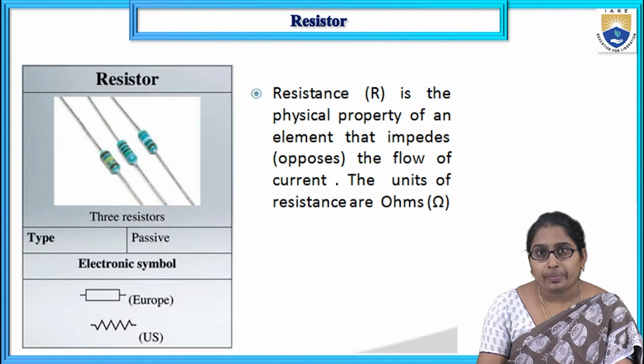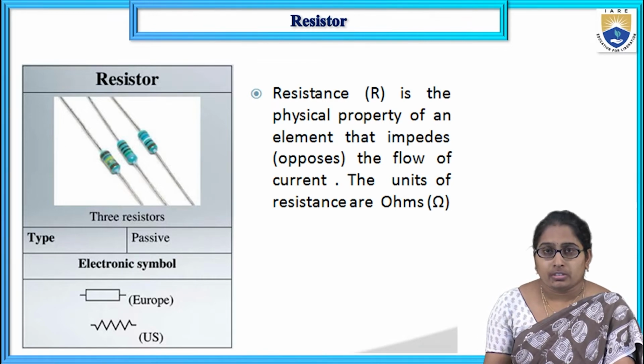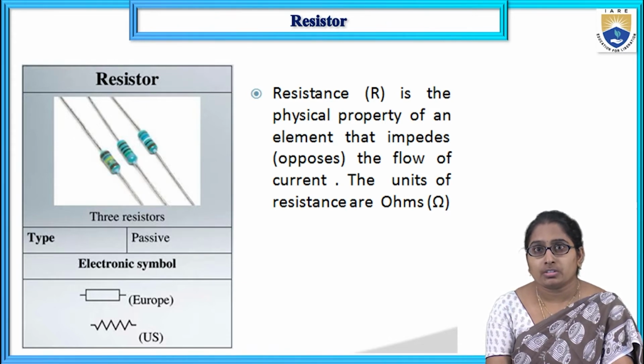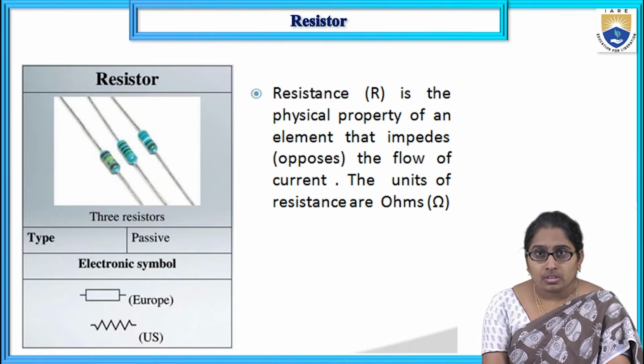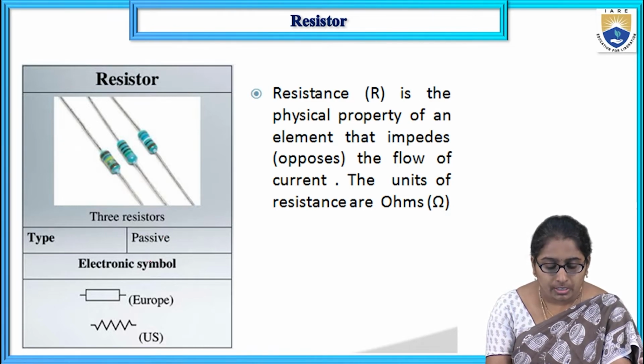First, the resistor. What is meant by a resistor? The element which possesses the property of resistance is called a resistor. Here on the left side, you see the physical appearance of the resistor. There are three resistors shown here with different values. These are passive elements, as we already know, and the symbol of the resistor is shown here.